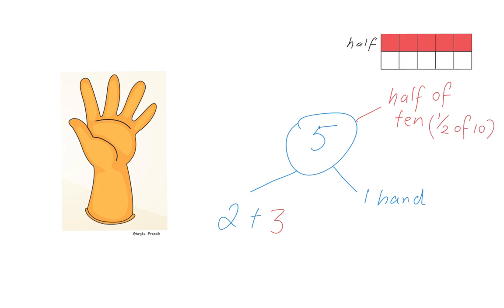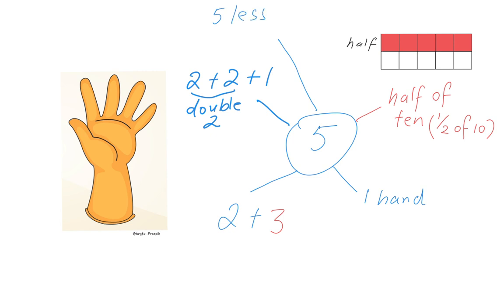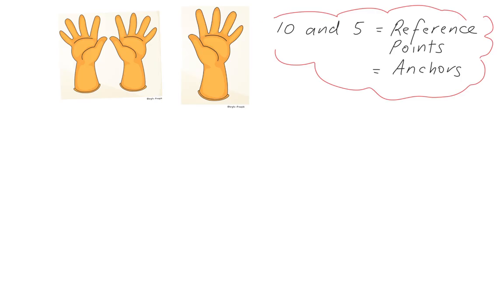Someone else might say it's 2 2s and a 1. So we've got 2 plus 2 plus 1. We could say that that's double 2 plus 1. And someone else might say that 5 is 5 less than 10, or 10 take away 5. So we start by establishing our 10 and our 5 as our reference point or our anchors.